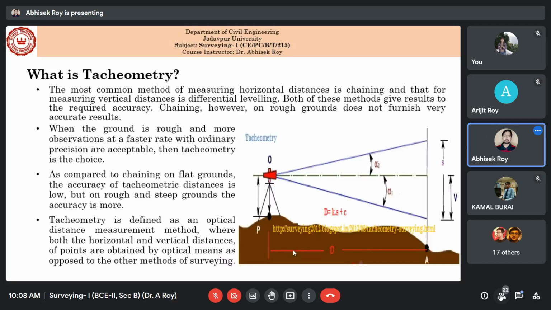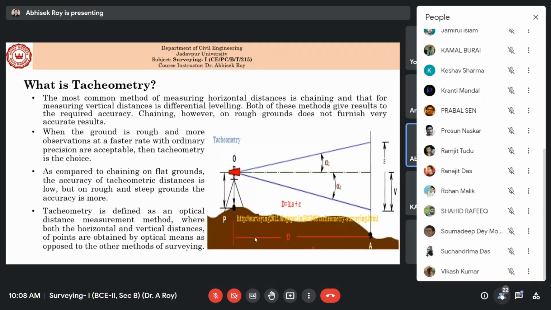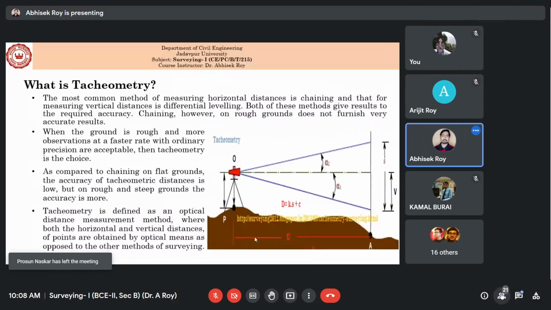So what is basically tachymetric survey? Can you tell me what are the methods till now you have learned for measurements of horizontal distance?